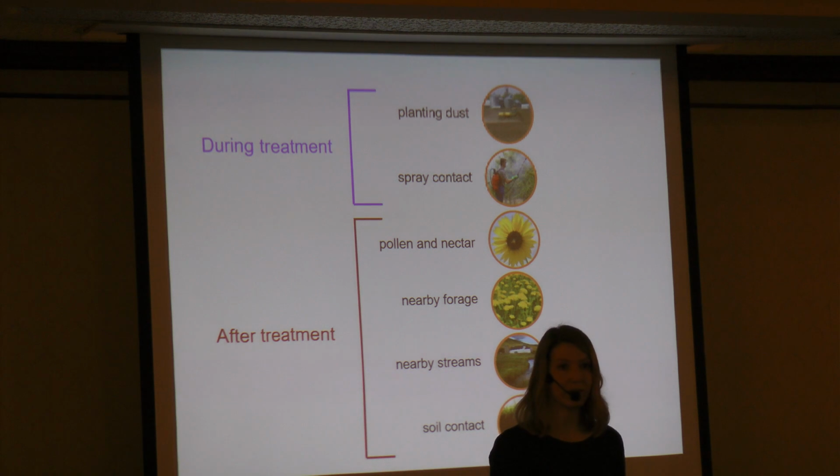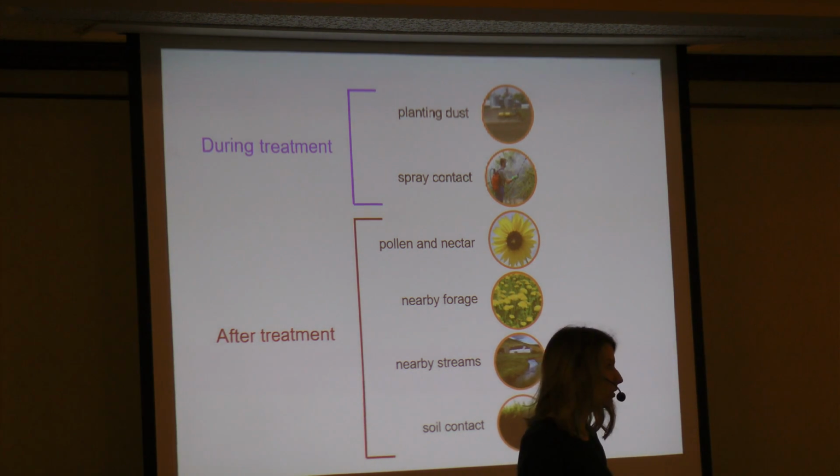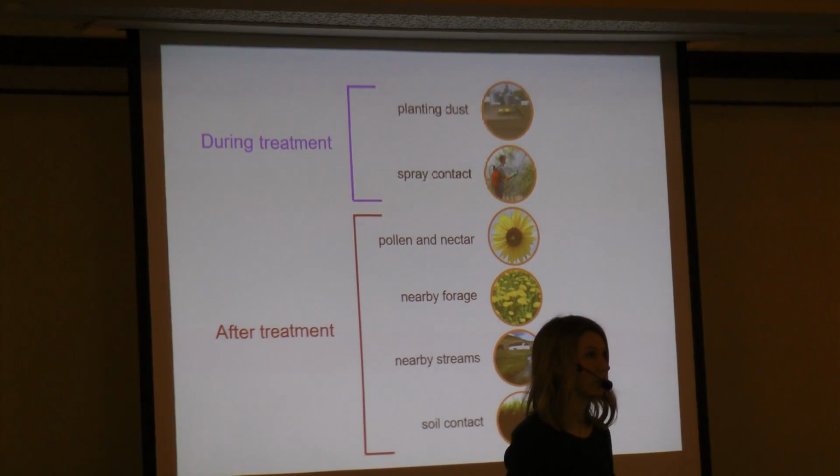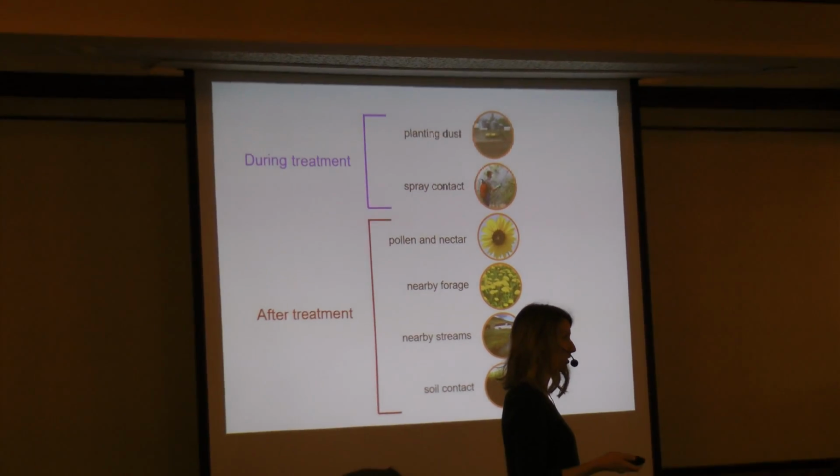And we know that honeybees actively collect water. They do it to dilute their honey, they do it to cool off their hives, and so this is a potential route of exposure. And soil contact, any pesticides that are in the soil, either from ground drenches or again from leaching, could be a risk for certain bees, maybe things like ground nesters.